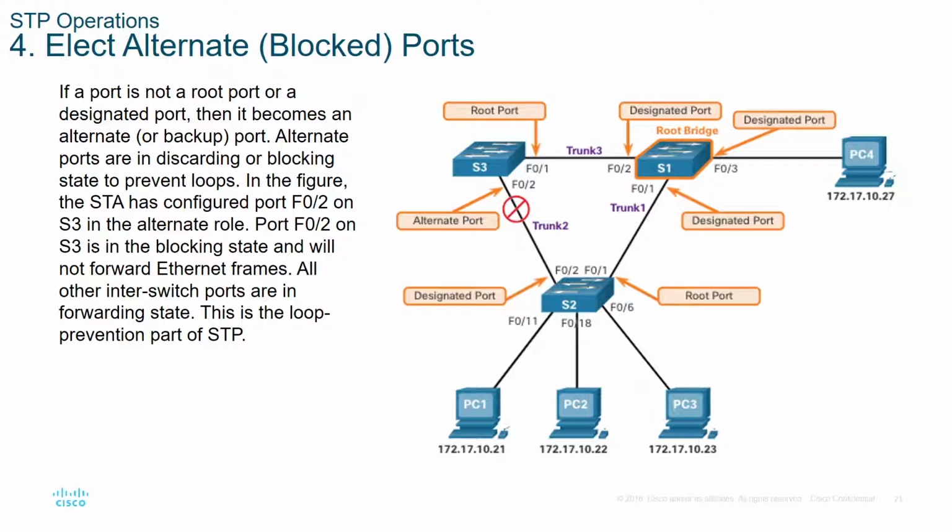So the alternate port had to be Fast Ethernet 2 on S3 because that was the only port left that wasn't a designated port within the loop. So by default it becomes blocked. In this case it's blocked to prevent any Ethernet frames going on. So you couldn't send data to that port, it would just be dropped at that particular port. It's blocked essentially at this particular point.